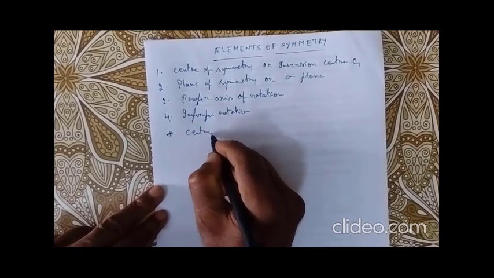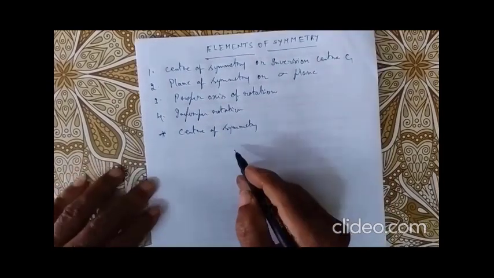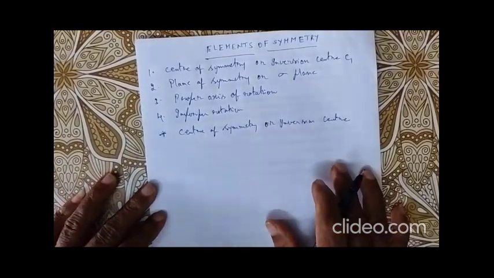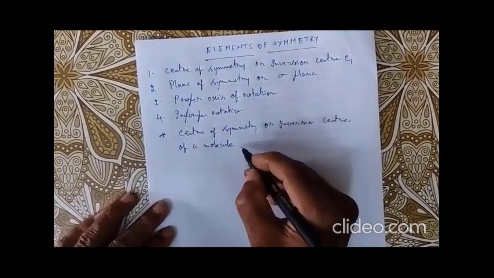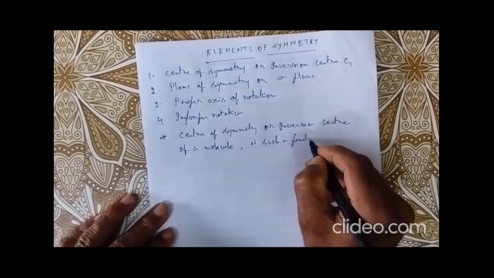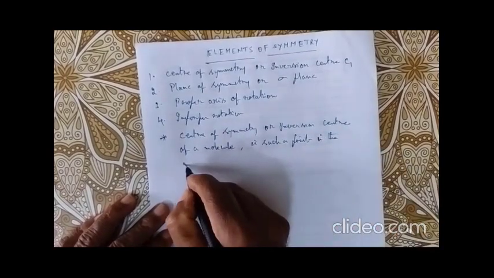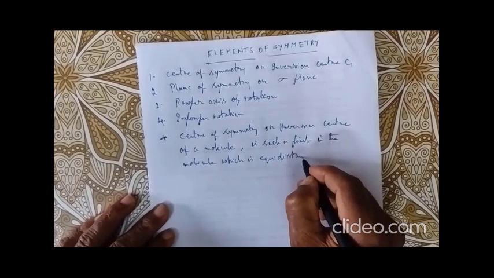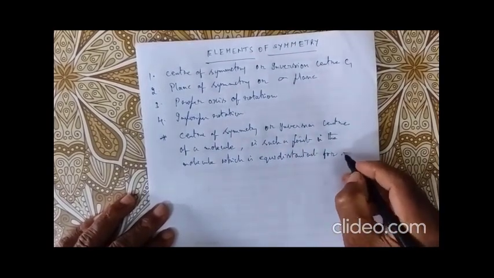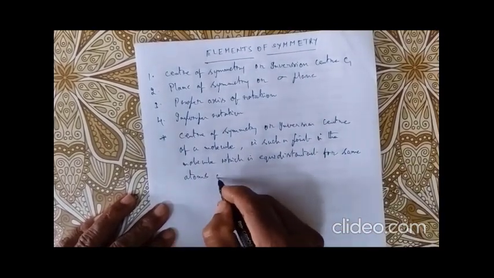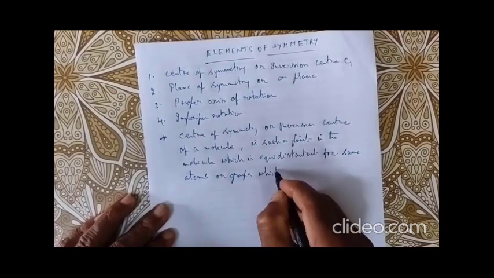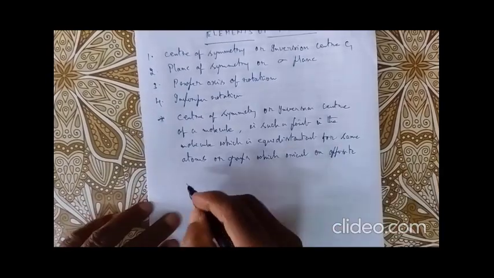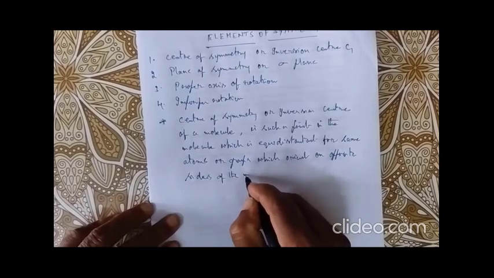The first one is center of symmetry. Who is center of symmetry? Center of symmetry or inversion center of a molecule is such a point in the molecule which is equidistant from the same atoms or groups which orient on opposite sides of the molecule.